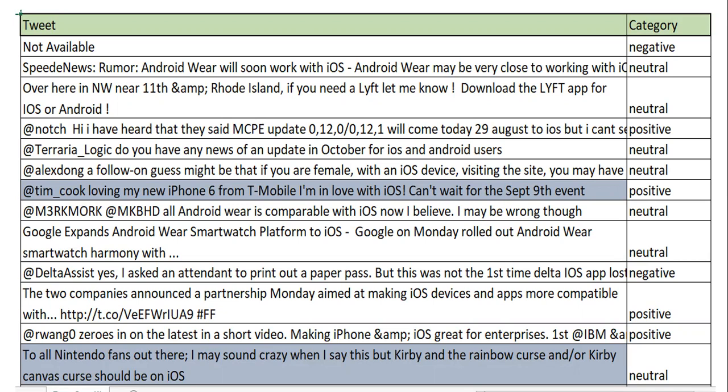Look at the last comment, which I've highlighted for you. To all Nintendo fans out there, I may sound crazy when I say this, but Kirby and Rainbow Curse and Canvas Curse should be on iOS. So he has just expressed his opinion. This is a neutral comment. It's not very easy to classify this as positive or negative. If this data set is given to a person, he has to read each and every comment, and then use his discretion and classify the comment as negative, neutral, or positive, right?